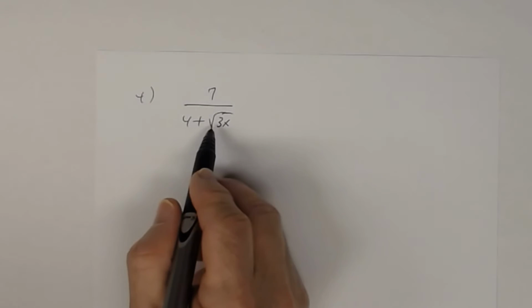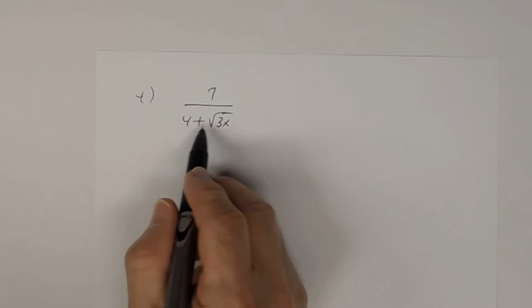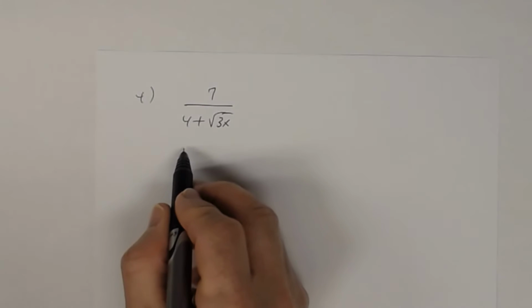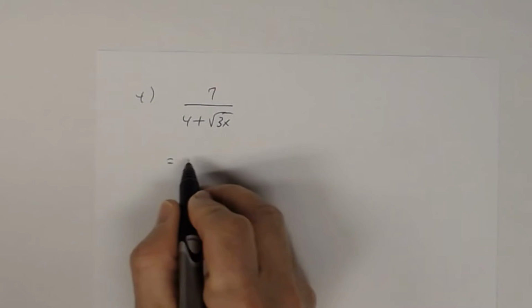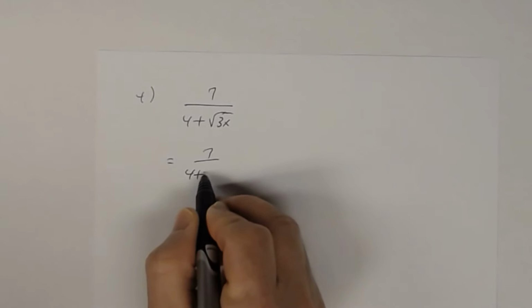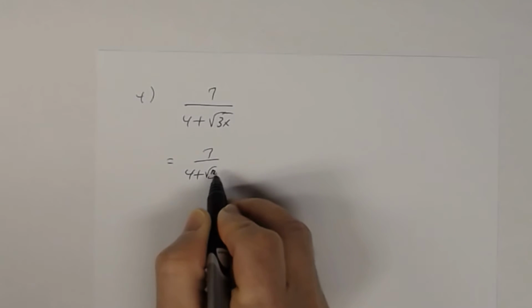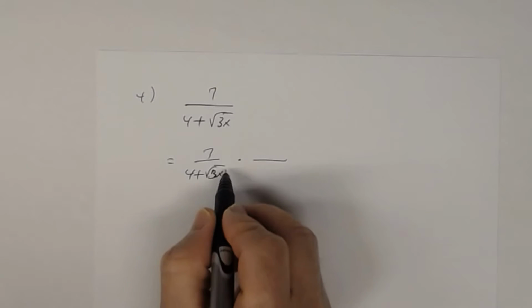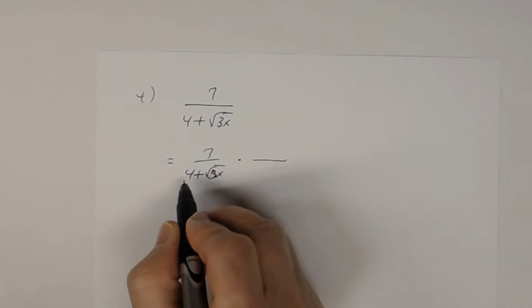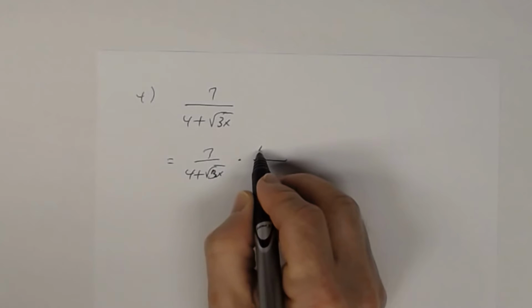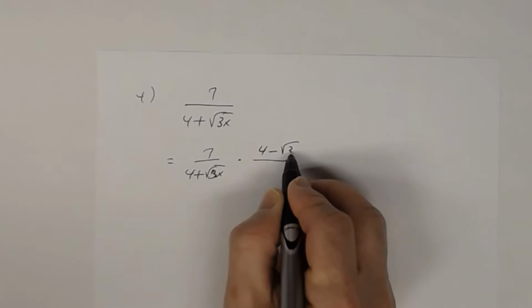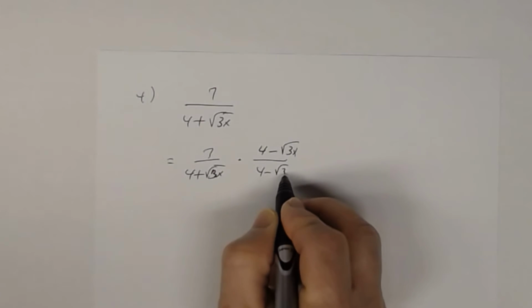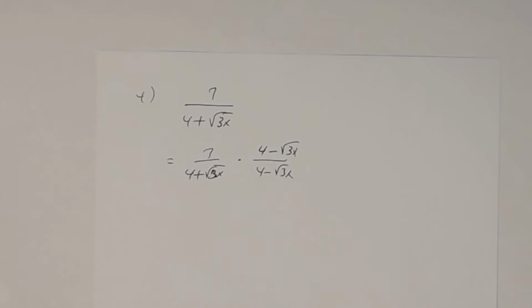So since this is two terms, think of this as a binomial. Since this is a binomial, you're going to use the conjugate. So I'm going to go ahead and rewrite this over. That's 3x. So you'll multiply both numerator and the denominator by the conjugate of the denominator. The conjugate of the denominator is 4 minus the square root of 3x. Okay? You multiply both numerator and denominator by that.